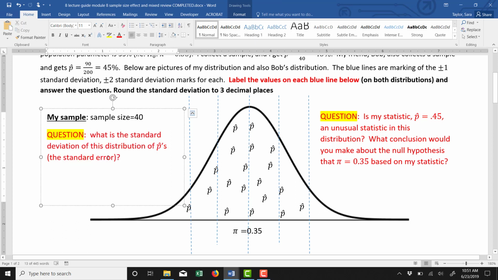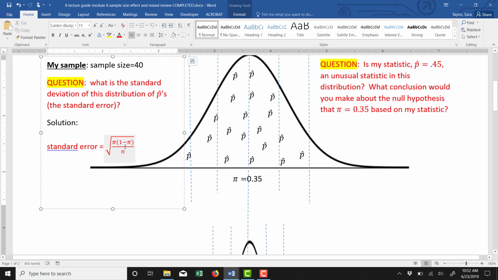We also learned that the standard deviation of this null distribution is given by the formula square root of pi times 1 minus pi over n. That's called the standard error. Okay, so there's the standard error formula. To find the actual standard error, we're going to plug in the values that we know from this particular problem.